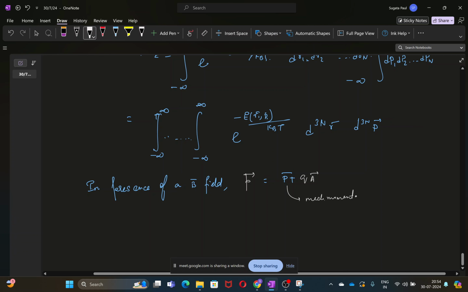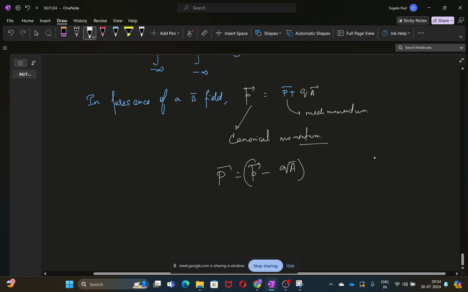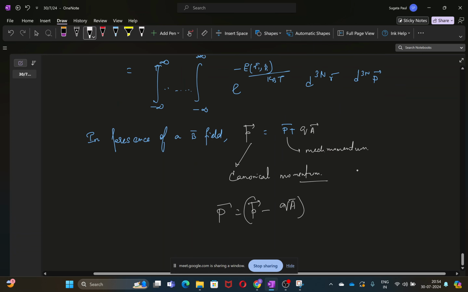which can also be the canonical momentum if there is no vector potential A vector. Here q is the charge and A vector is the vector potential. So in the presence of a magnetic field, the canonical momentum will change by this factor of qA. So this small p is the canonical momentum, and this changes. Now the mechanical momentum P vector's new value will be the new canonical momentum small p minus qA. This is the case if q is the charge of each of the charged objects.